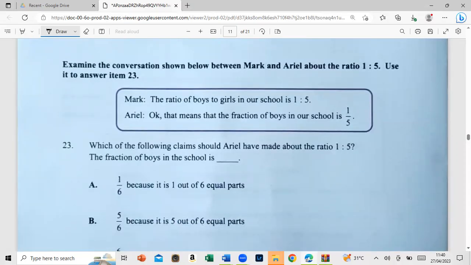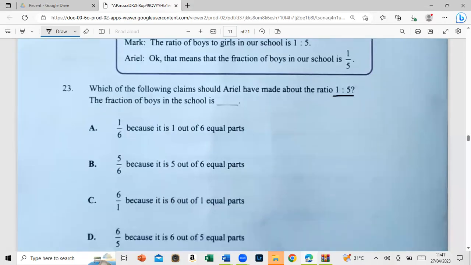Examine the conversation shown below between Mark and Ariel about the ratio 1 to 5. Use it to answer item 23. Mark: the ratio of boys to girls in the school is 1 to 5. Ariel: okay, that means the fraction of boys in our school is 1 to 5. That is not quite correct. It's 1/6 because 1 out of 6 parts. Which of the following claims should Ariel have made about the ratio 1 to 5? So it's 1 out of 6 because it's 1 out of 6 equal parts. So it's A.